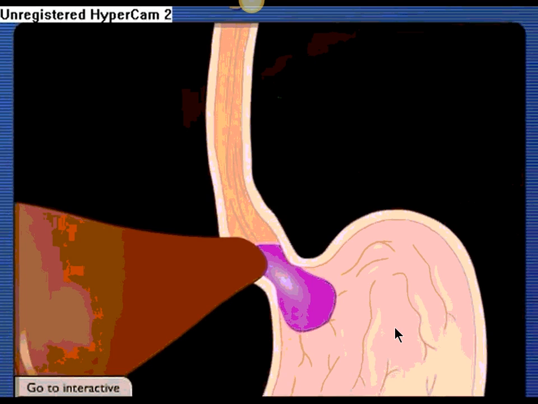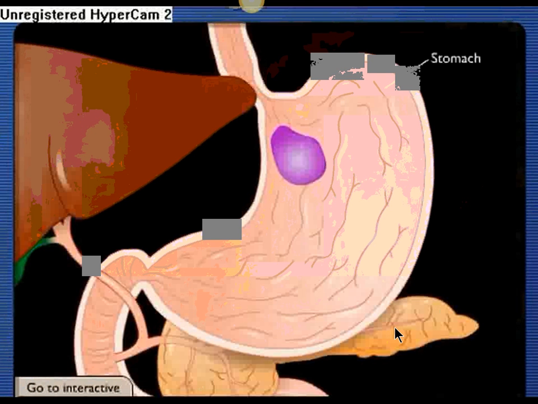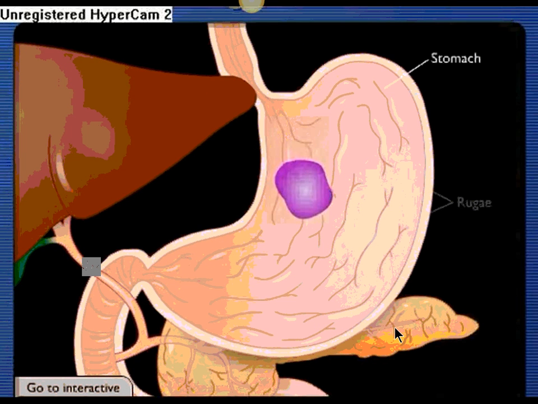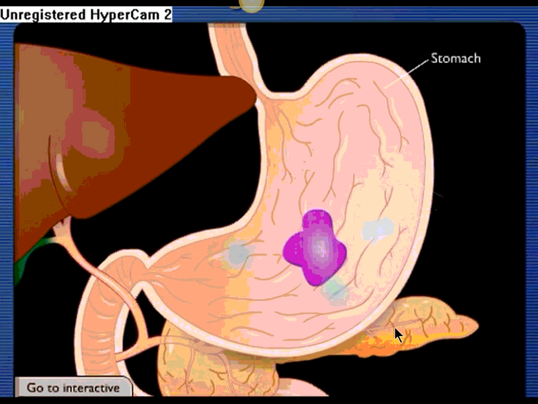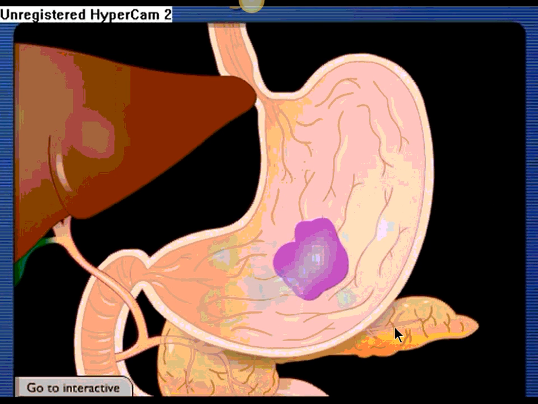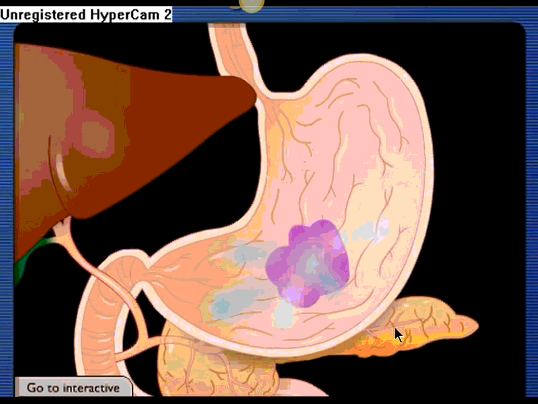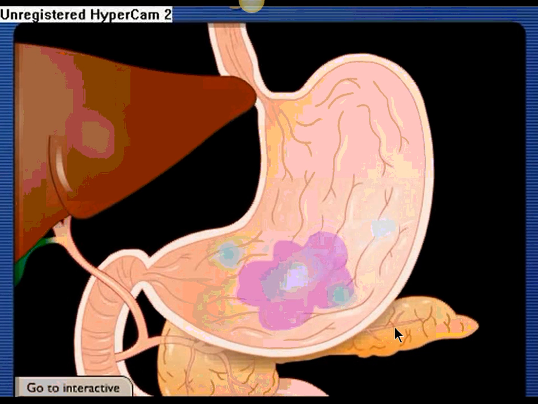The bolus now enters the stomach. Folds in the stomach wall, called rugae, allow for expansion as the stomach fills. Stomach cells secrete gastric enzymes and various regulatory hormones that chemically digest the bolus.